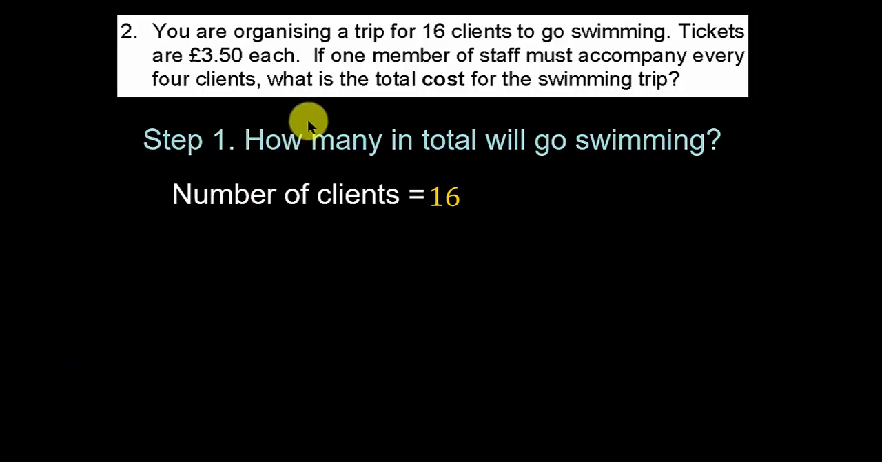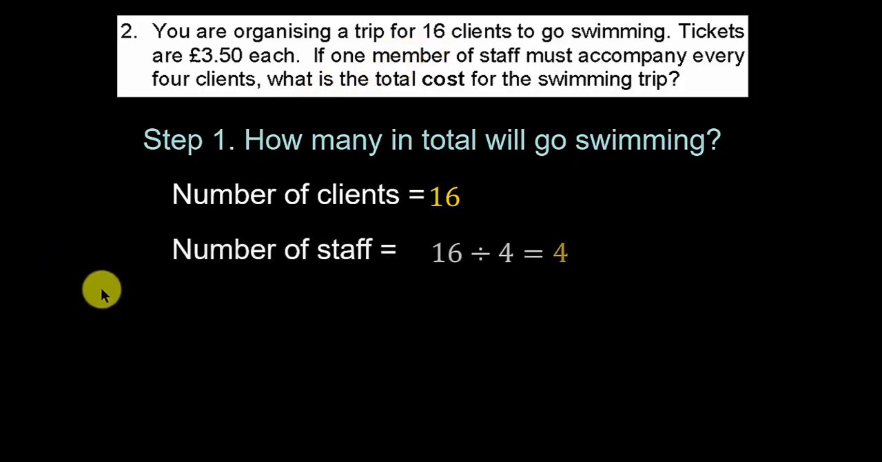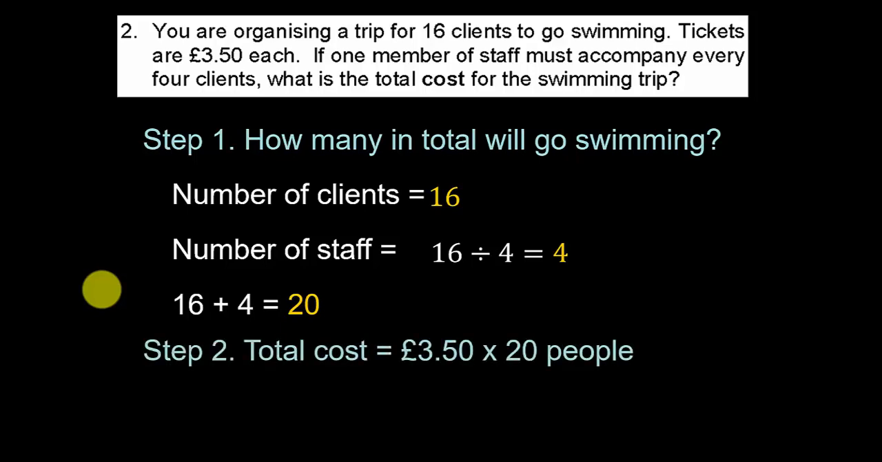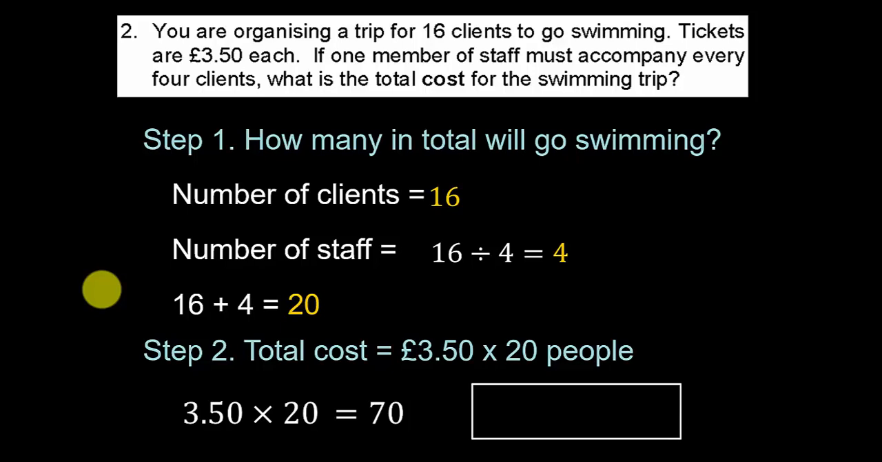But then he says if one member of staff must accompany every 4 clients. So to find out how many staff, I must divide that 16 by 4, which is 4. So there will be 4 members of staff. So there will be in total 20 people going swimming. So now we're ready to do step 2, the final step, which is to work out the total cost, which is the £3.50 times 20. So in the calculator I'll just do 3.50 times 20. That gives me 70. Pop that into the answer box.